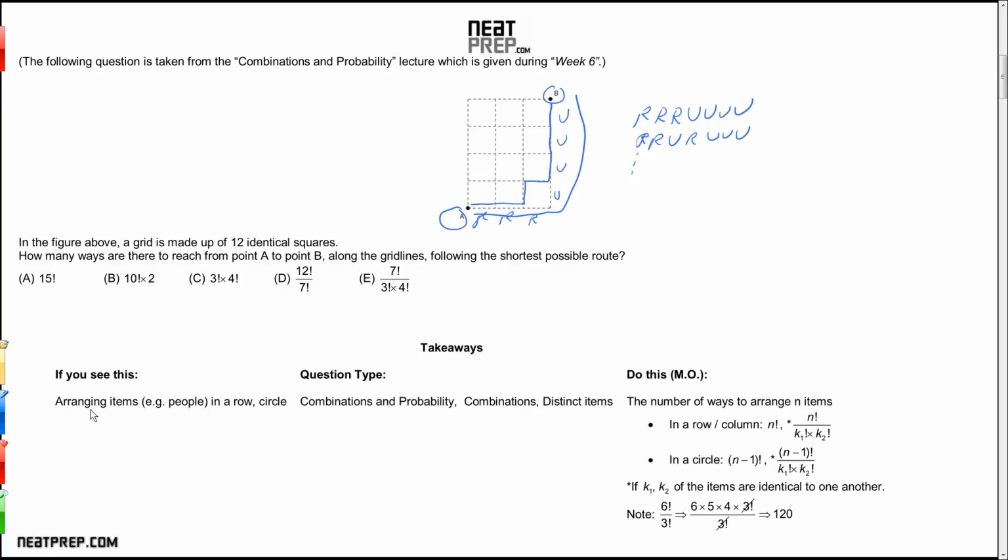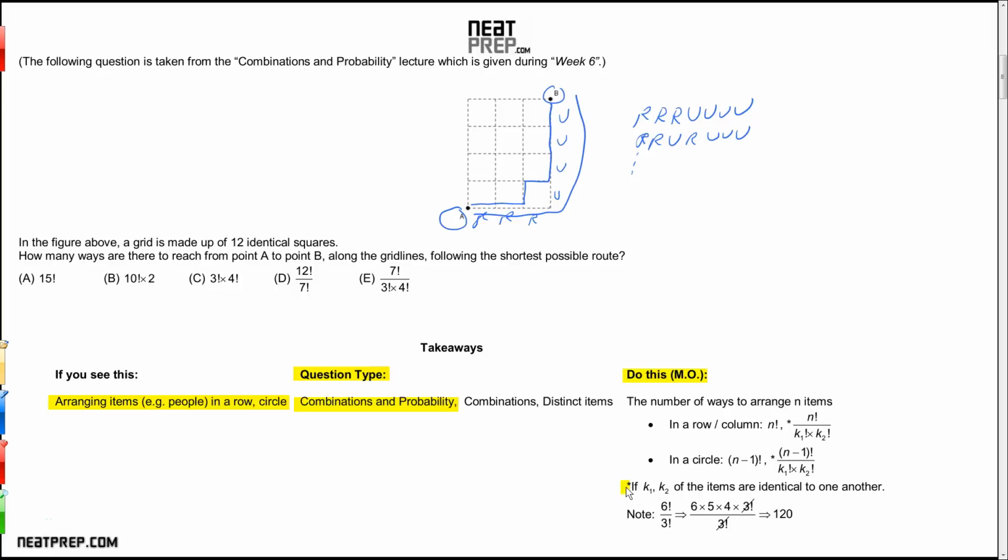And what we know is that if we have a question that deals with arranging items in a row or in a circle, first of all, the question type is combinations and probability. And on this examination, combinations and probability are really difficult questions. What we need to do, the takeaway, is this. The MO is to know that the number of ways to arrange n items is either n factorial, or in a circle, n minus 1 factorial.